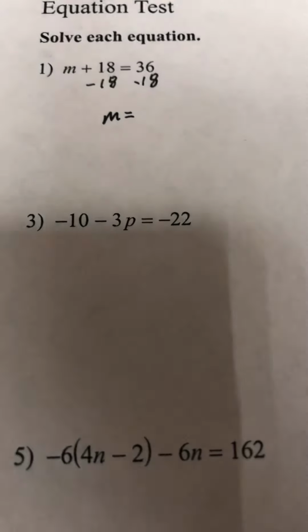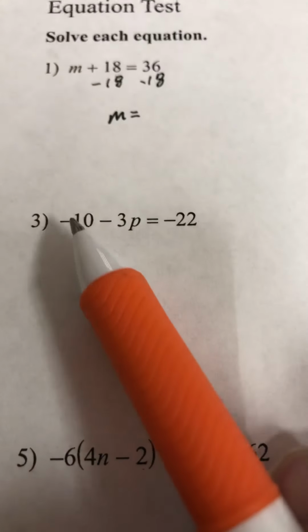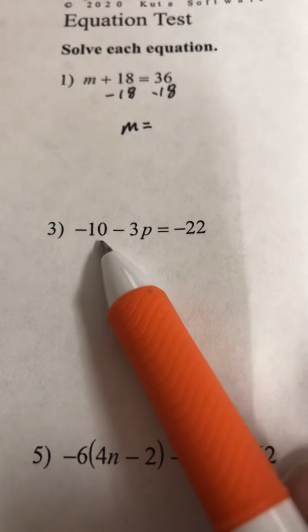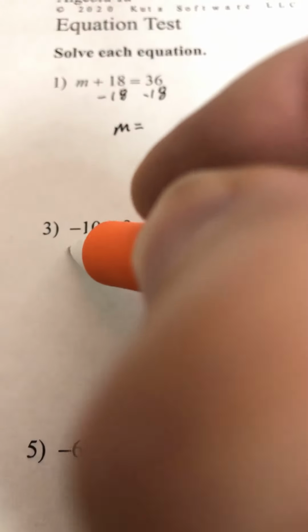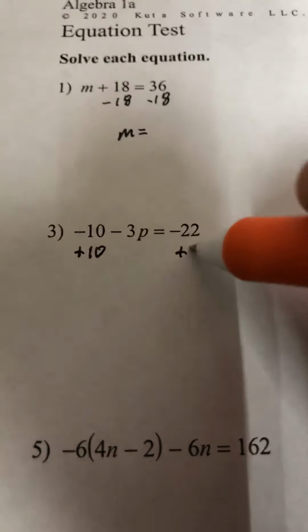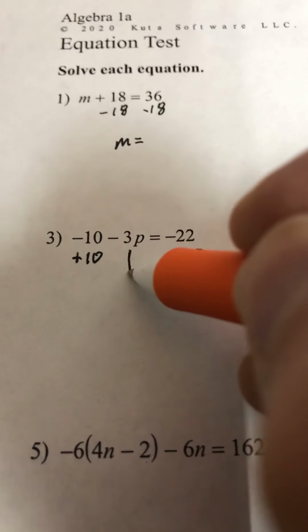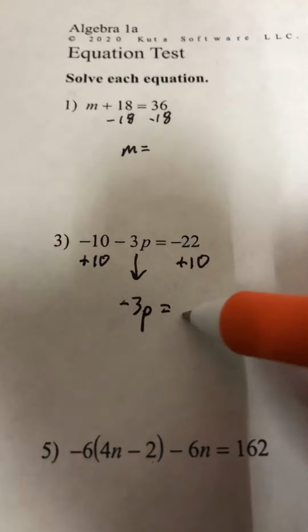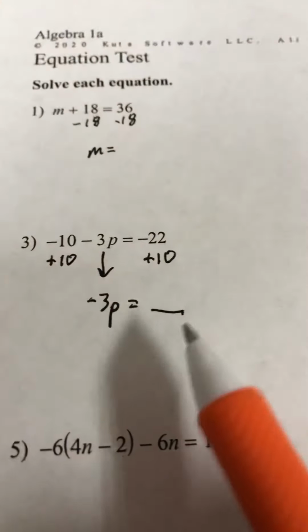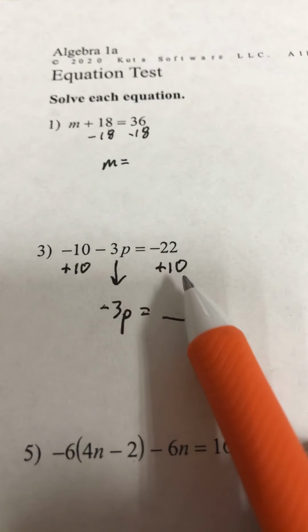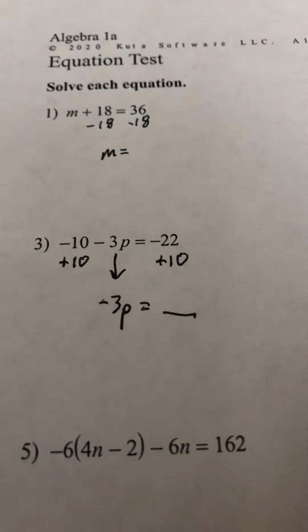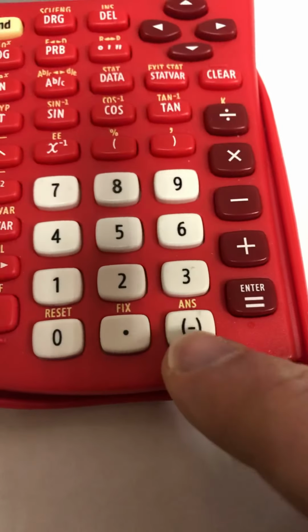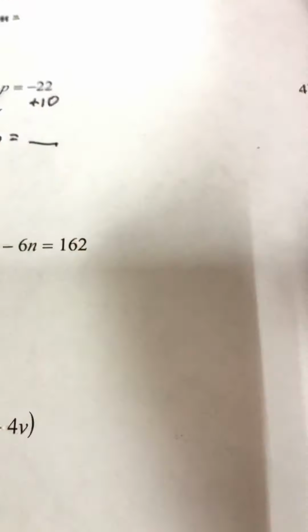For number three, the first step is I want to get rid of this -10 by adding 10 to both sides. Okay, you're going to bring down this -3p equals whatever this is. Okay, your -22 plus 10. If you're wondering about your calculator, if you have a calculator like this, your negative button is right there.